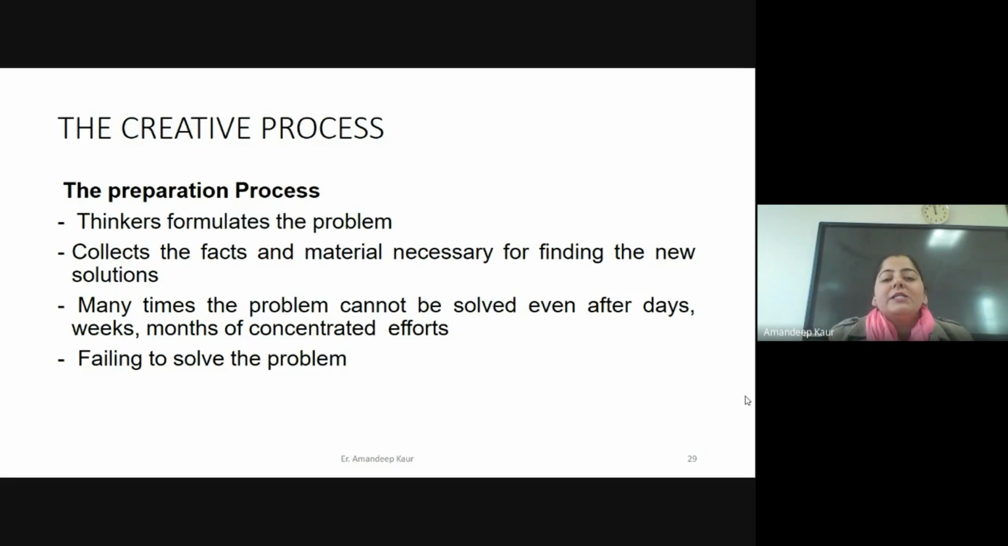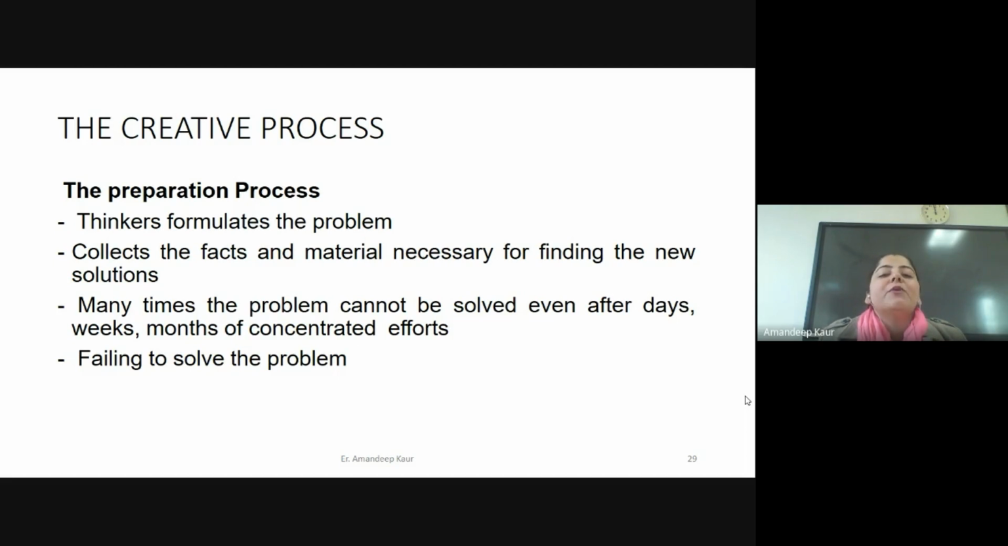So it means in a preparation process, the thinkers formulate the problem. After reading a problem, we all redefine the problem in our own senses. That is why in a creative process, the first thing that we need to consider is the collection of the facts and materials that are necessary for finding the new solution. So what kind of information is desirable? What kind of resources need to be there to solve a problem at hand?